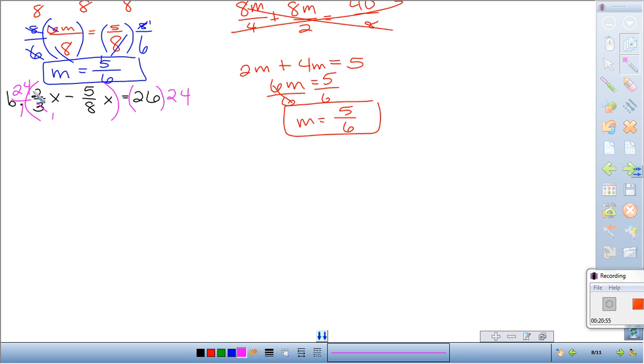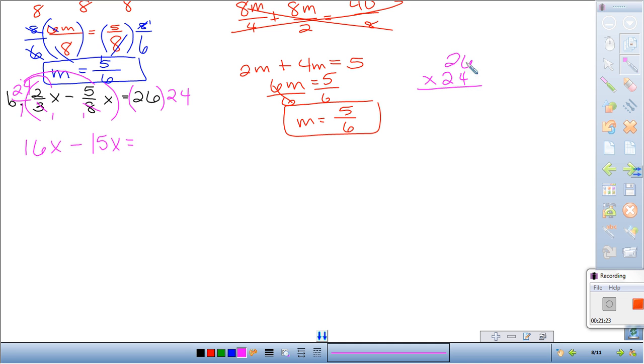Times 2 is 16x. And then we have to multiply 24 times negative 5/8. So positive times a negative gives me a negative. And cross-canceling again, divide 24 and 8 both by 8. 8 divided by 8 is 1. 24 divided by 8 is 3. Times 5 is 15x equals 26 times 24.